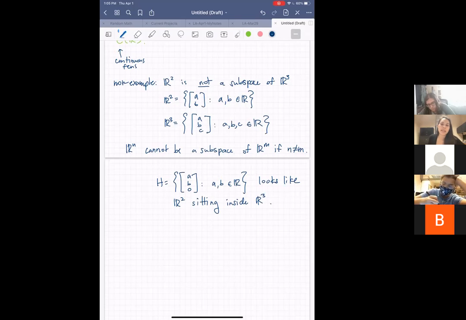And in fact, any plane through the origin sitting inside R3 will be a subspace, right? Maybe I'll note that H is a subspace. But we should be careful not to say that H is R2, right? It just is very similar to R2.